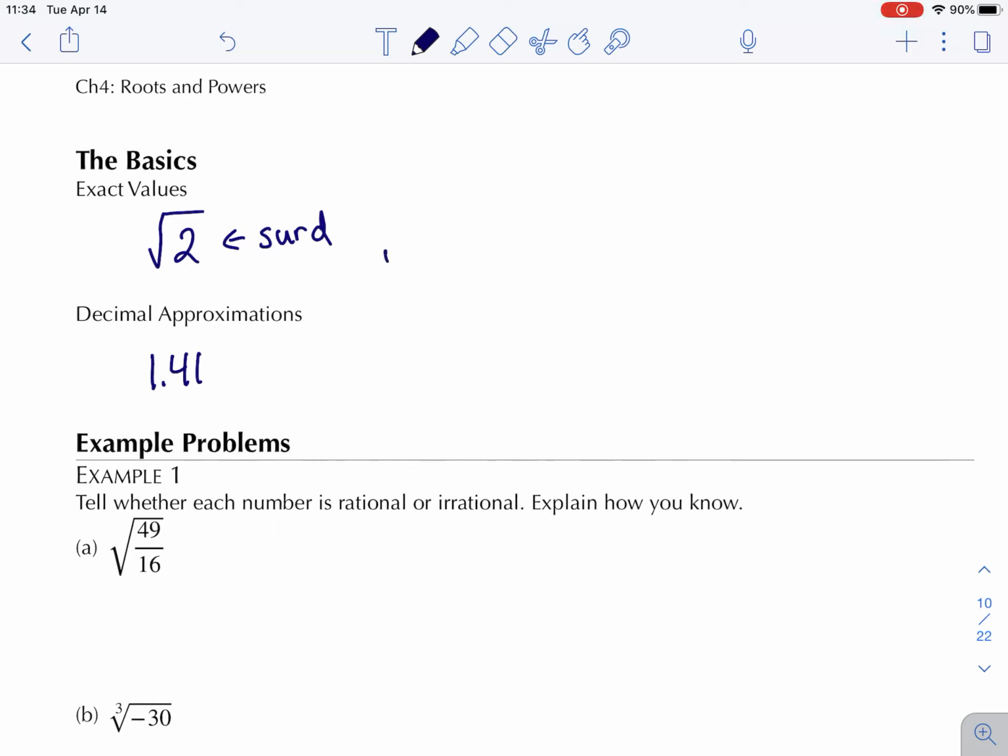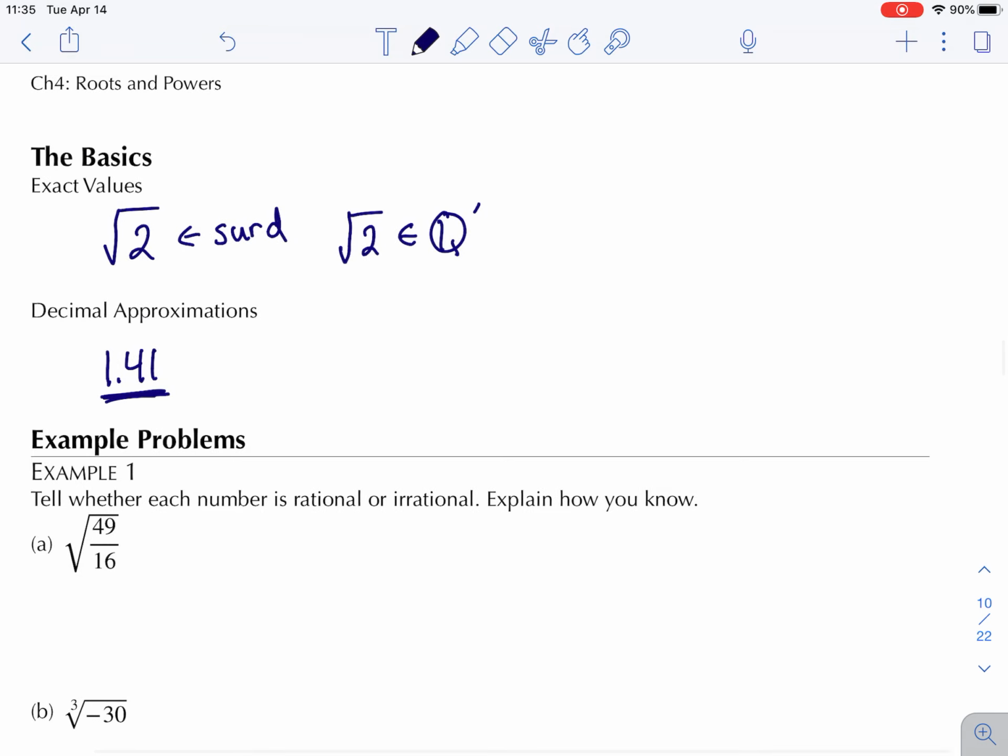Now, the square root of 2 is an element of the irrational numbers. That means that this decimal approximation does not repeat, nor does it terminate. So we're just listing out a very inexact approximation of the square root of 2.